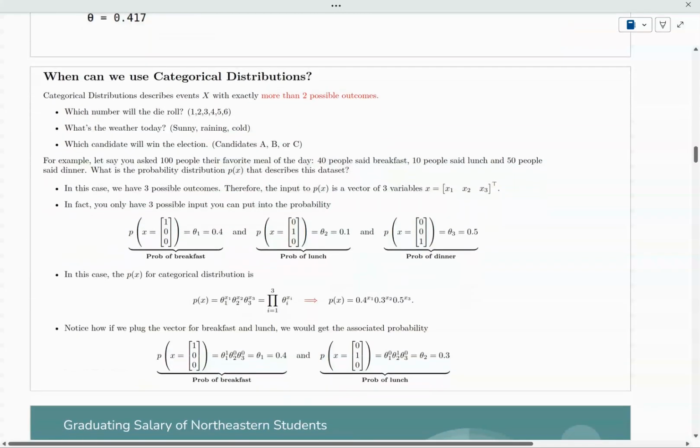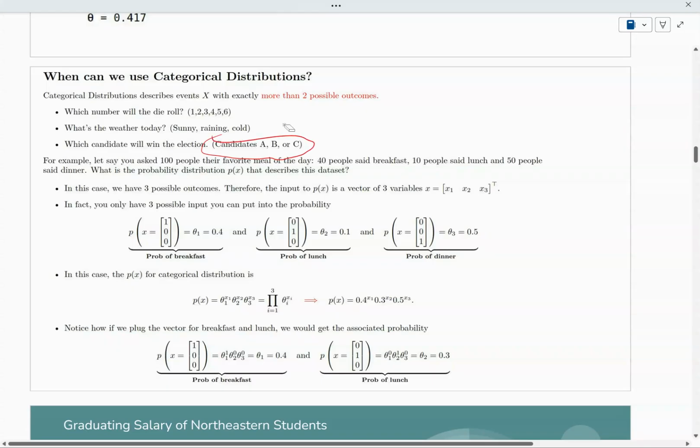Okay, the next distribution is called the categorical distribution. Categorical distribution describes events with more than two possible outcomes. So previously we had two exact outcomes as in the Bernoulli distribution, but now we have more than two, like 3 and more. Okay, so which number will the die roll, right? What's the weather going to be like? So there are multiple possible options. Which candidate will win the election?